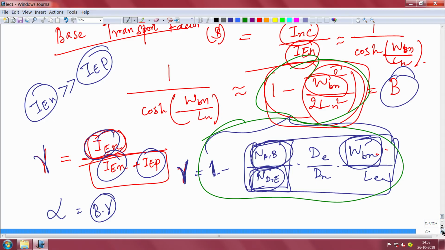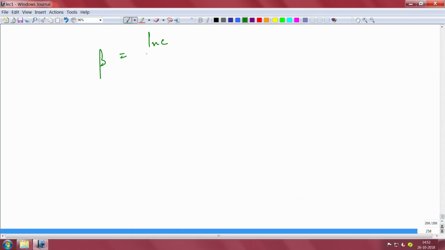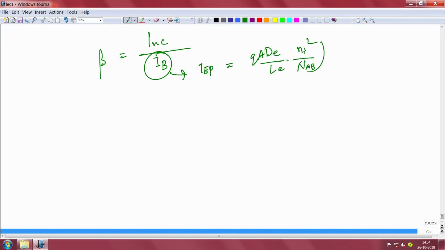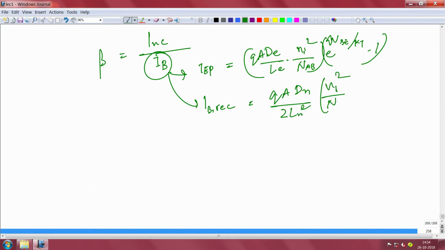And finally we have beta, which is basically the total current in the output divided by the base current. Now the base current has 2 components. One is the back injected current component, which is q A De by Le times ni square by NAB into e to the power qVBE by kT minus 1. And another component is the base recombination current, the true recombination current, which is q A Dn by 2 Ln square times ni square by NAB, this is the base doping, the minority base, into WBN into e to the power qVBE by kT minus 1. You can understand that, right? So these are the 2 components.